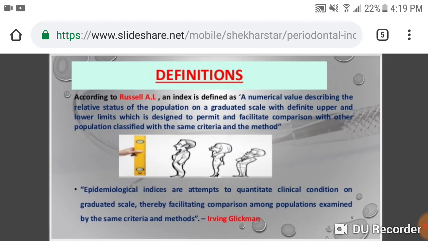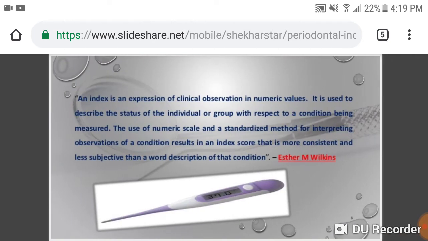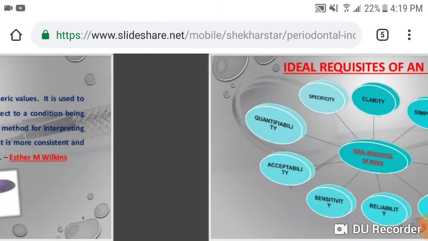Let's go. Definitions. According to Russell AL, an index is defined as a numerical value describing the relative status of the population on a graduated scale with definite upper and lower limits, which is designed to permit and facilitate comparison with other populations classified with the same criteria and the method. Epidemiological studies are attempts to quantitate clinical condition on a graduated scale, thereby facilitating comparison among populations examined by the same criteria and method. This is another definition of an index.